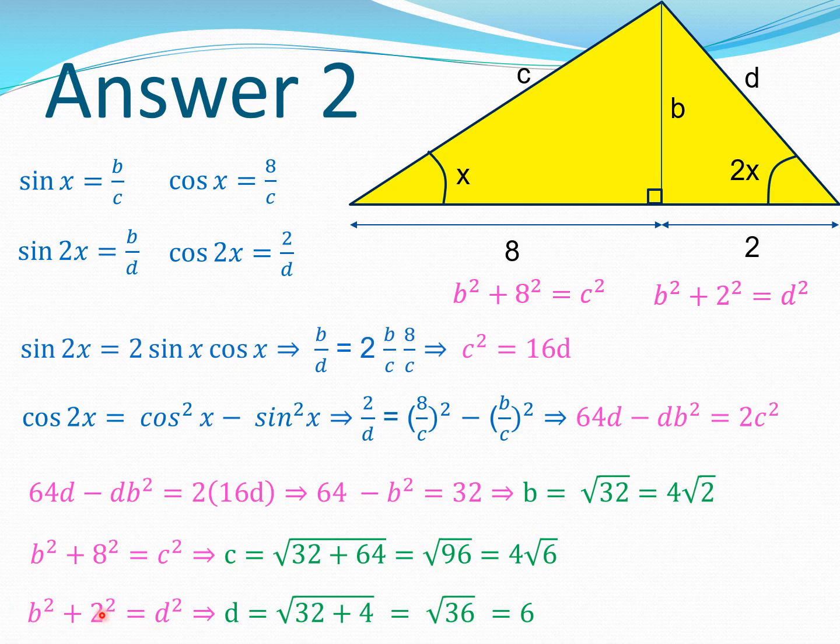So I've got b square plus 2 square is d square. And so I get d is root of 32 plus 4 here. So I solve this to get 6 here. So you see that I could find all the sides of the triangle and also this particular length by using only trigonometry here.